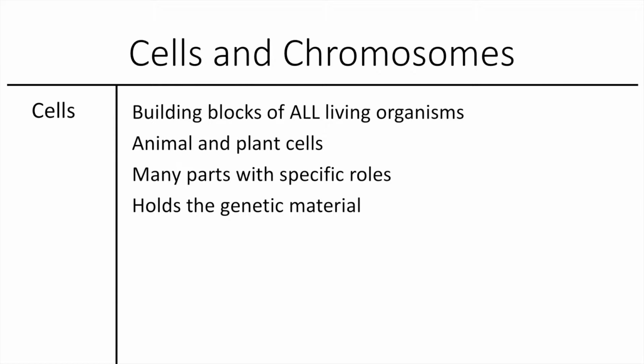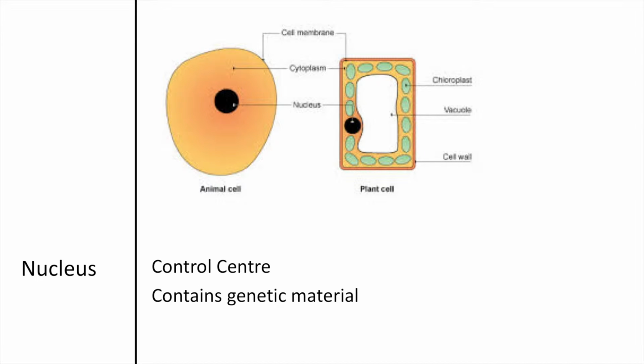And in those cells, there are many working parts that have specific roles in order to replicate, to build, to grow. And it is the cell that holds the genetic material that makes each of us individual and unique. Here is an animal cell, and next to it is a simplistic version of a plant cell. Obviously, there are a lot of other organelles inside of the cells, but the ones that we're going to focus on are the ones that come into play with genetics.